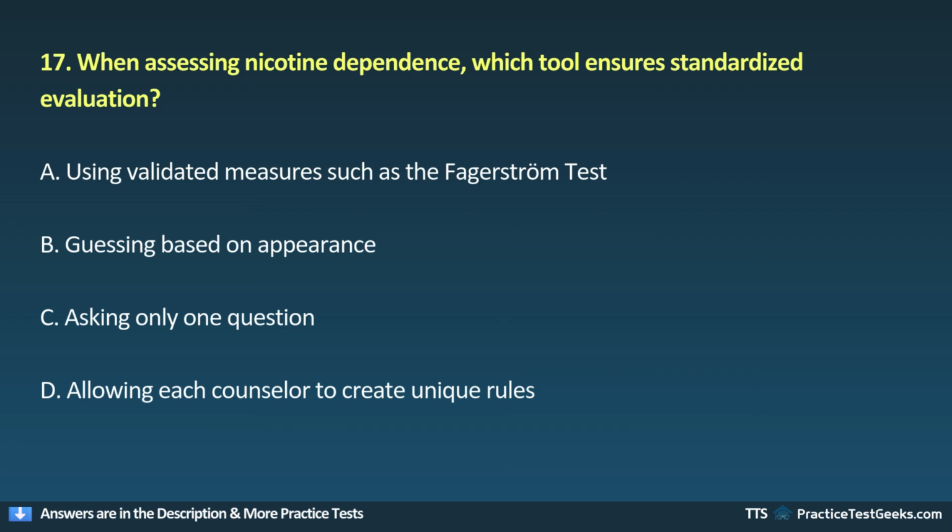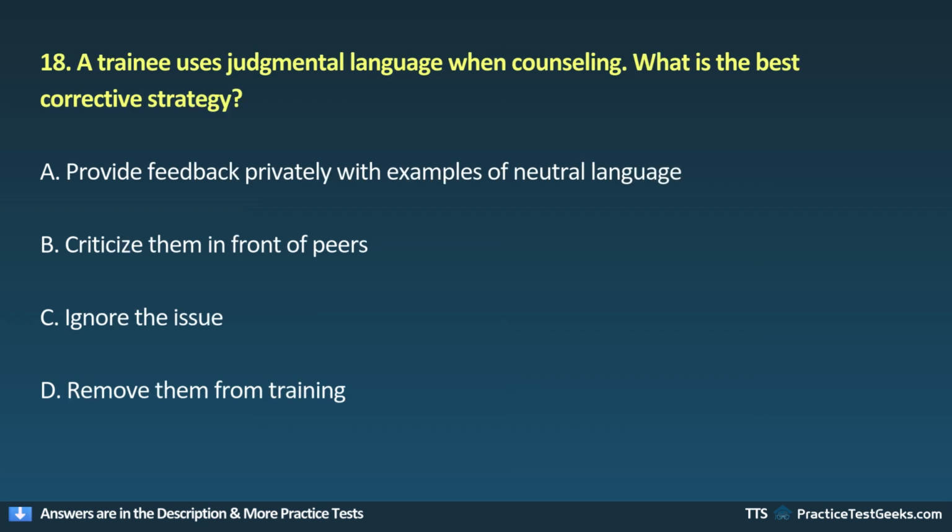17. When assessing nicotine dependence, which tool ensures standardized evaluation? A. Using validated measures such as the Fagerstrom test. B. Guessing based on appearance. C. Asking only one question. D. Allowing each counselor to create unique rules.